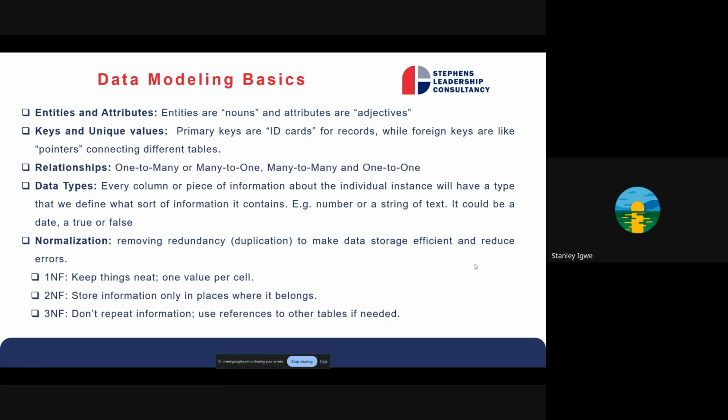Okay, and then we have keys and unique values, that is the primary keys and the foreign keys. So you're connecting one particular table to another table. The unique value in that original table is the primary key. Then the one in the other table is the foreign key. Then your relationship. And this is funny because most of the time, even me, when I started my data journey, I would normally refer to relationship as one to many, many to one, many to many, one to one.